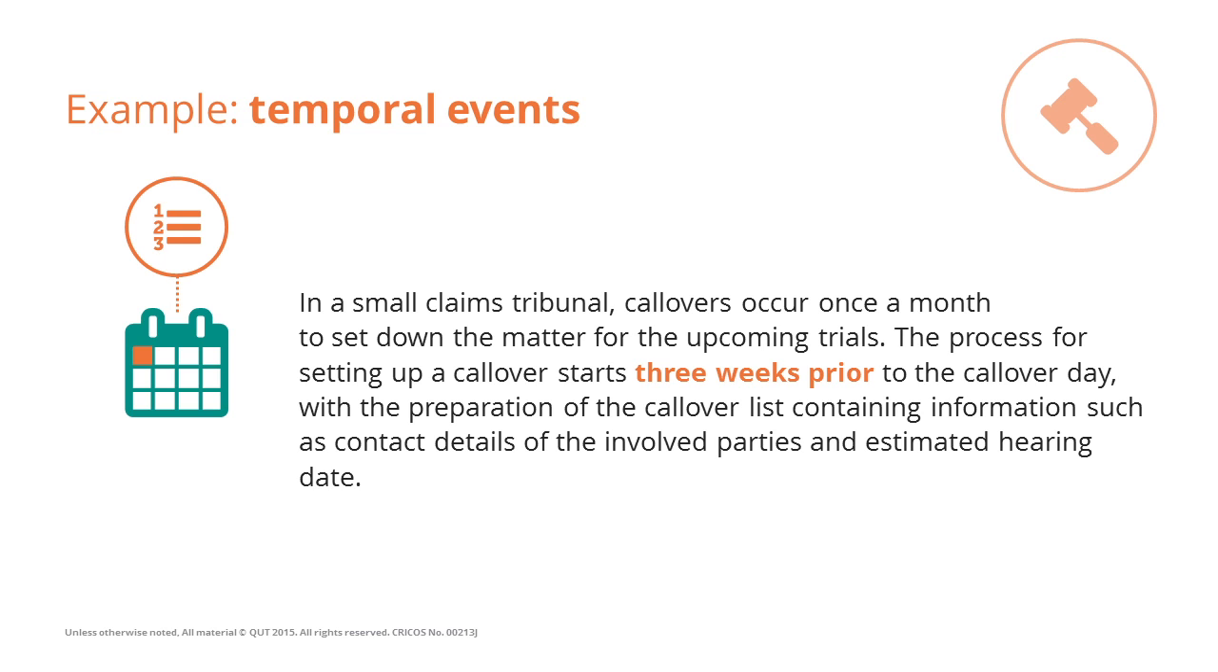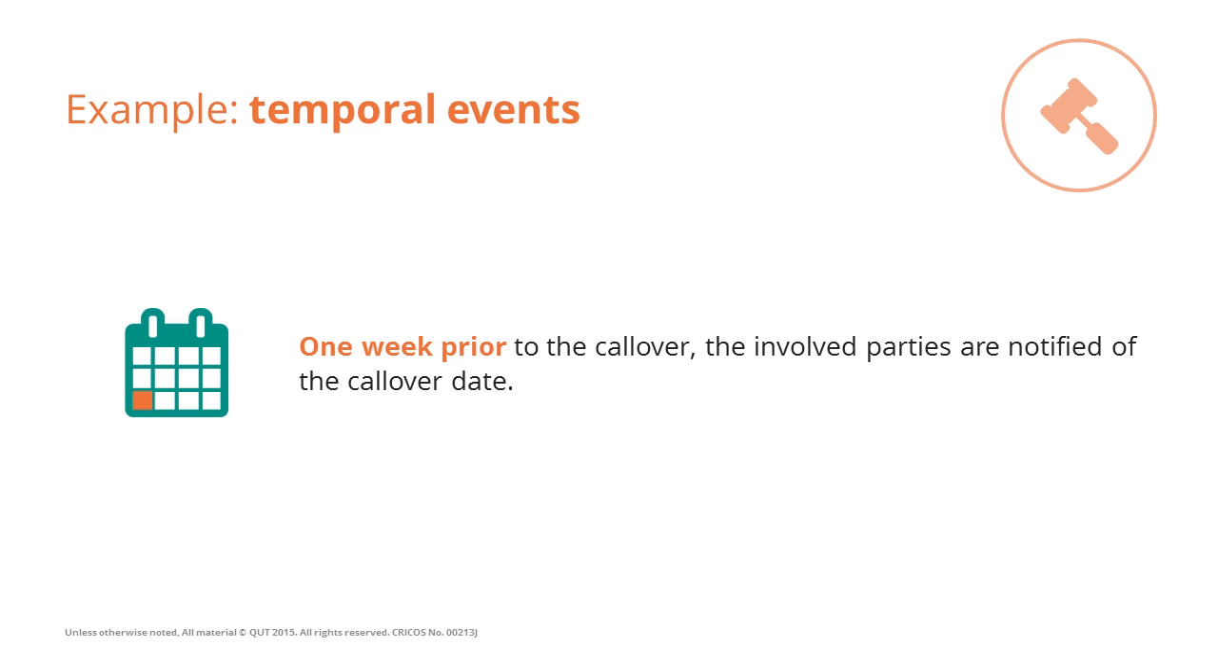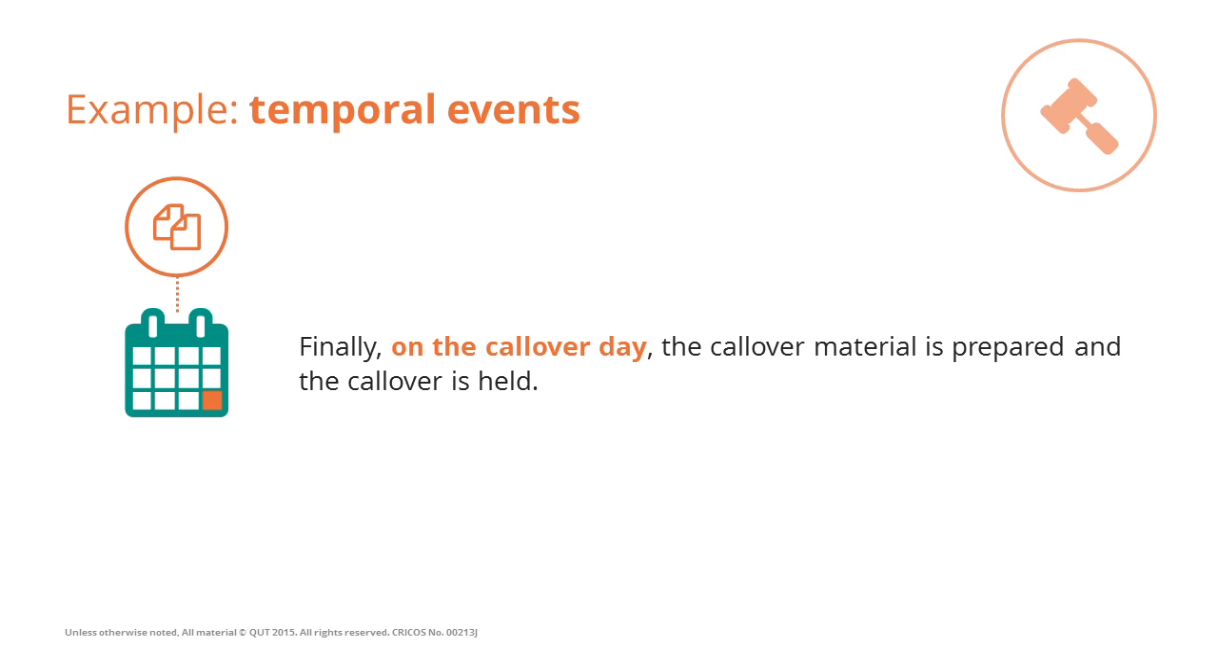They start with the preparation of the callover list, containing information such as contact details of the involved parties and estimated hearing date. Now, 1 week prior to the callover, the involved parties are notified of the callover date. This is yet another temporal event. Finally, on the actual callover day, the callover material is prepared and the callover is held.